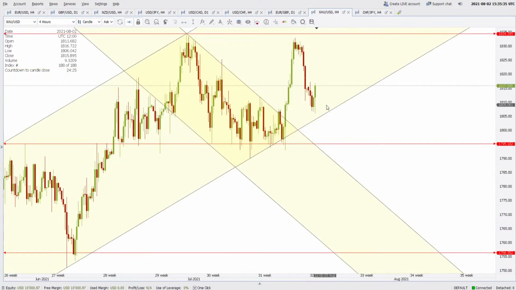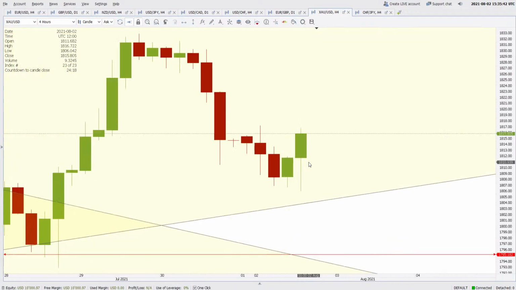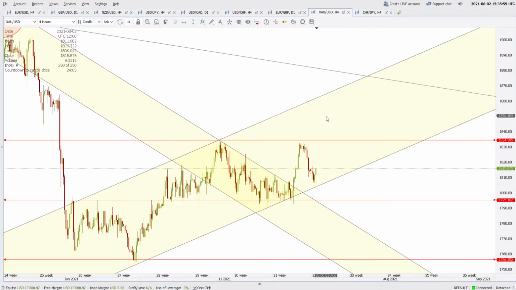Talking about this in the 4 hour, you see how good the support is. This area is acting as a very good support for the price. As soon as this high at around 1817.18 is broken, the price will go back to the 1834 region to test it as the resistance, or maybe even break it and break higher. Yeah, possible.